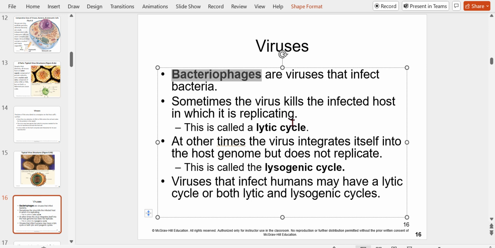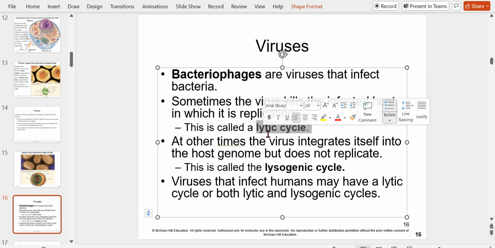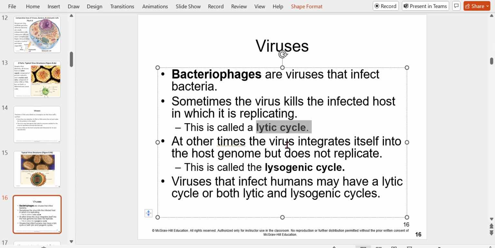But sometimes the virus kills the bacteria. This is called the lytic cycle. At other times, the virus integrates itself into the host genome but does not replicate. This is called the lysogenic cycle. Viruses that infect humans may have a lytic cycle or both lytic and lysogenic cycles.